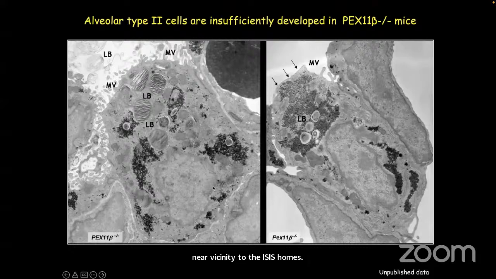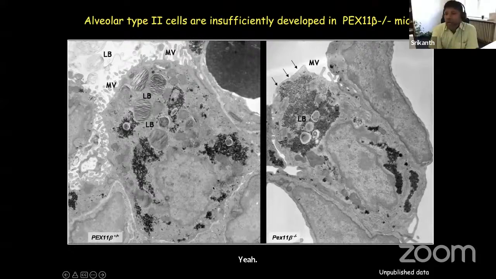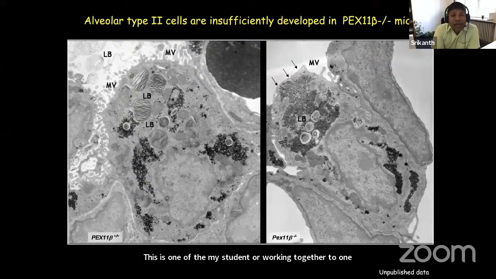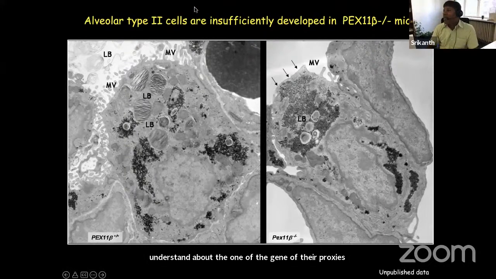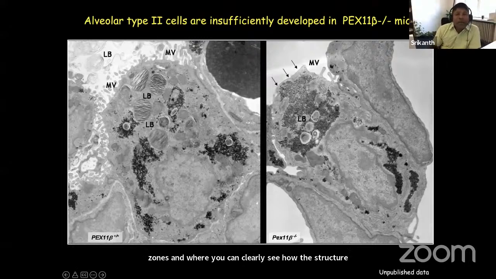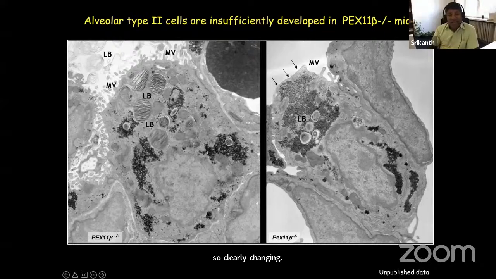This is from one of my students, working together to understand one of the genes of the peroxisomes, and you can clearly see how the structures are changing. Maybe some of you can see or guess what these black structures are. Can anyone tell? No idea?